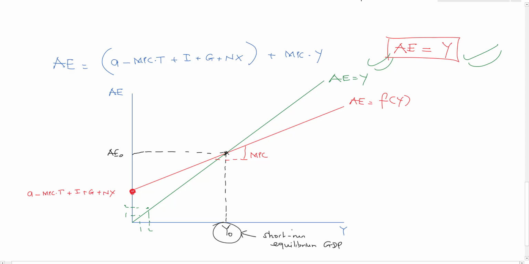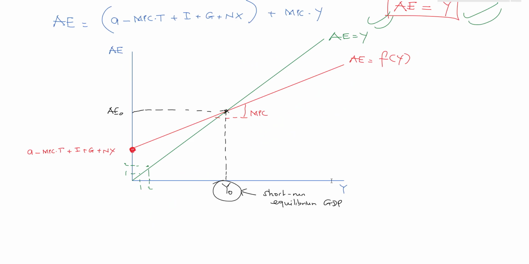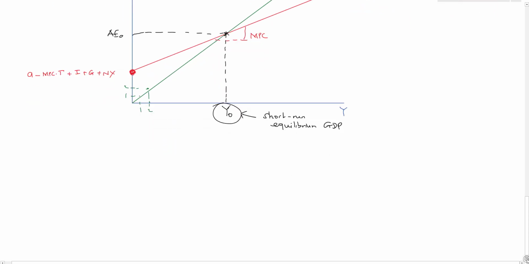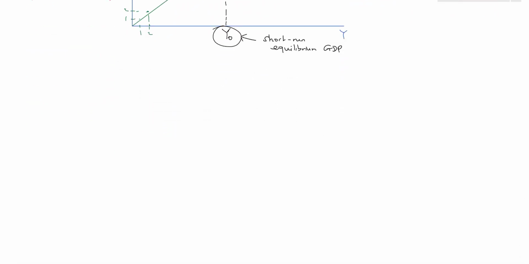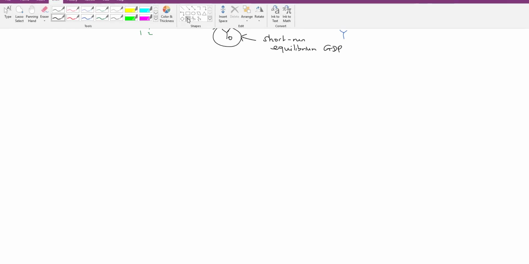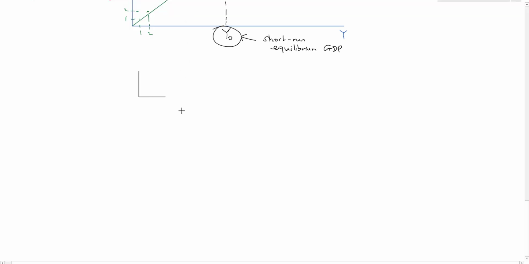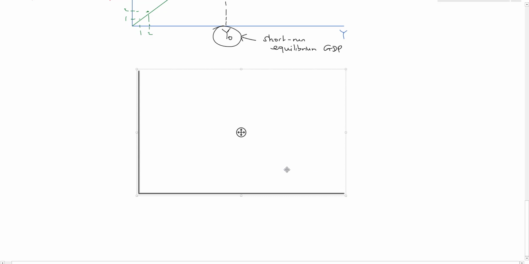Okay, now this short run equilibrium GDP should ring a bell, especially if you watched the video on chapter 5. This essentially represents the equilibrium GDP where the aggregate demand and the short run aggregate supply intersect. So this diagram that I'm going to draw right now really pertains to chapter 5, but I just want to tell you that it's essentially the same.